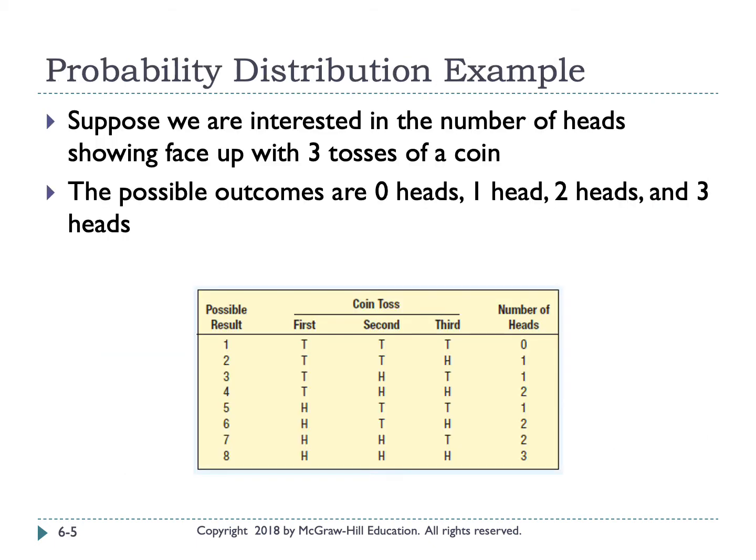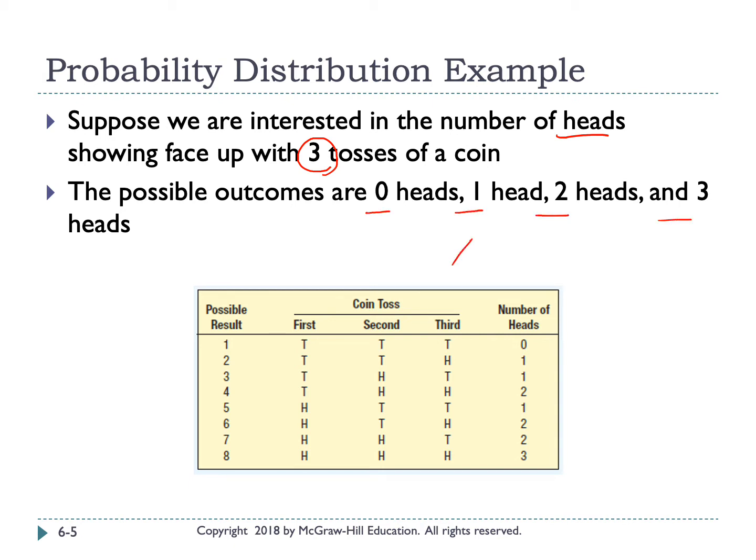Suppose when you toss a coin, you are interested to get the outcomes of head showing face up. So in this case, you are tossing 3 times. So the possible outcome can range from 0 head, 1 head, you can also get 2 head and 3 heads.